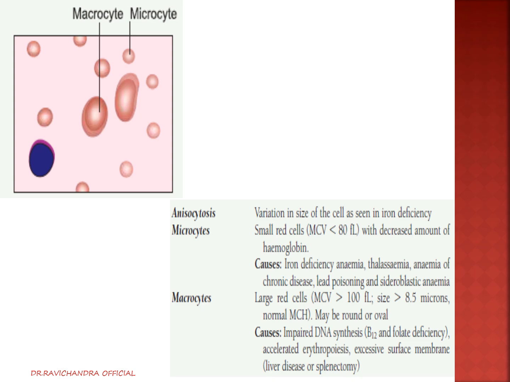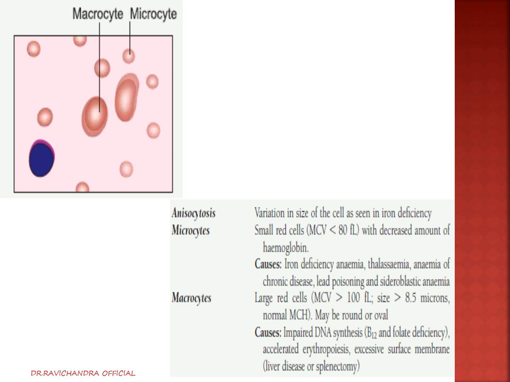Anisocytosis is variation in the size of a cell. Red blood cells can be described as normocyte, microcyte and macrocyte. Normocytes will have MCV in the range of 80 to 100 femtoliters. Microcytes will have MCV less than 80 femtoliters with decreased amount of hemoglobin. Causes will be sideroblastic anemia, iron deficiency anemia, thalassemia, anemia of chronic disease, lead poisoning, porphyrias.